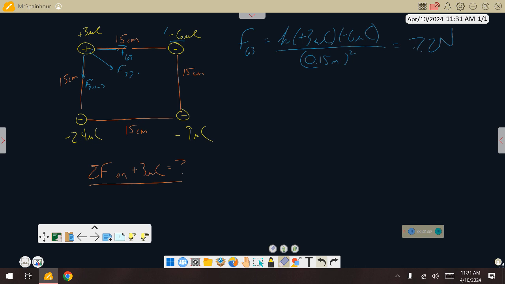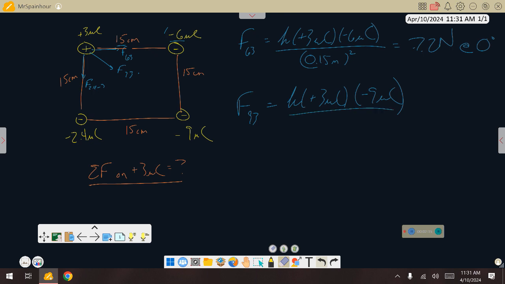Calculating out, I could see just from the picture that it's straight to the right, so it's going to be at 0 degrees. Next, going to calculate the next one. That'll be 9.3. K times positive 3 microcoulombs times negative 9 microcoulombs.